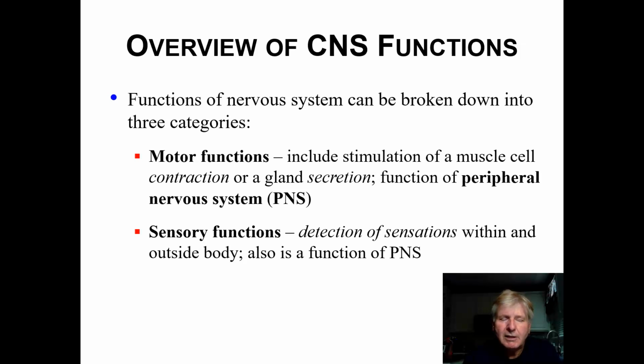Motor functions include stimulation of muscle cell contraction or secretion of a gland by a particular hormone. And that's, again, a function of the peripheral nervous system. Okay? Because those axons and neuron cell bodies lie outside the brain and spinal cord. So they're called a part of the peripheral nervous system. Sensory functions refers to detection of sensations within and outside the body. And that's also a delegated function of the peripheral nervous system.